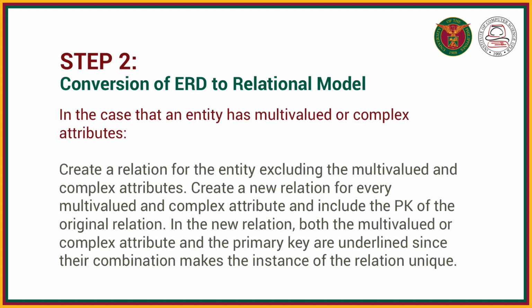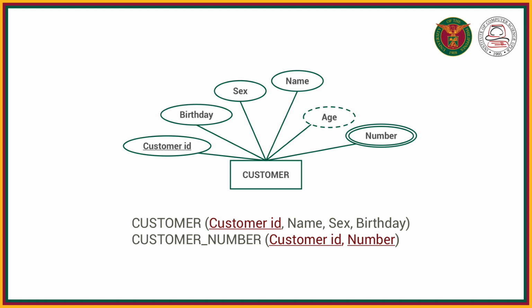Step 2. Create a new relation for every multi-valued and complex attribute, and include the primary key of the original relation. In the new relation, both the multi-valued or complex attribute and the primary key are underlined since their combination makes the instance of the relation unique. So, paano naman kapag meron tayong multi-valued or complex attribute? Similar to our step 1, gagawan pa rin natin siya ng sarili niyang relation.